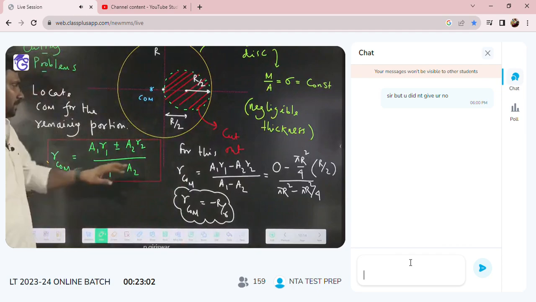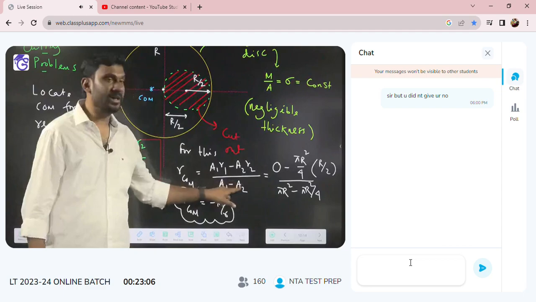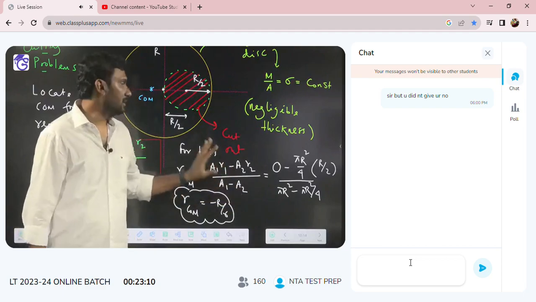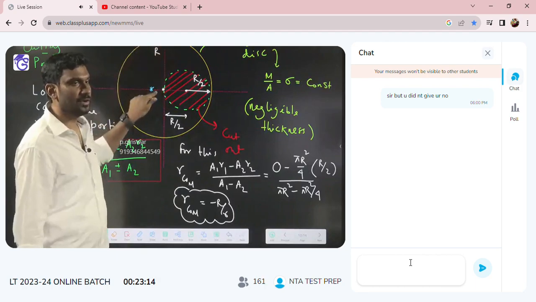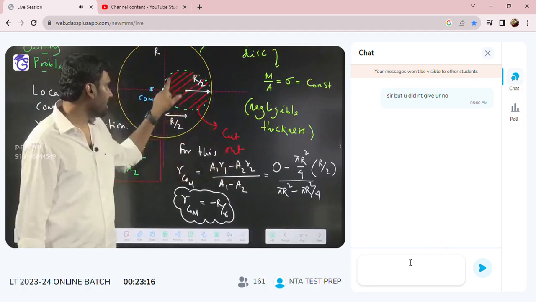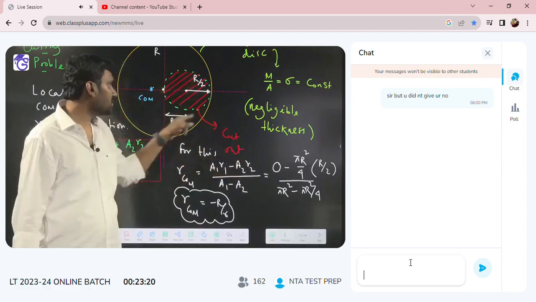Divya, see, I am saying here, the formula is A1 R1 minus A2 R2 by A1 minus A2. A1 is the total area. R1 is at the center, so this is 0. Area into 0 is 0. A2 is the area of the smaller disk. Right? R2 is the center of mass of the smaller disk.